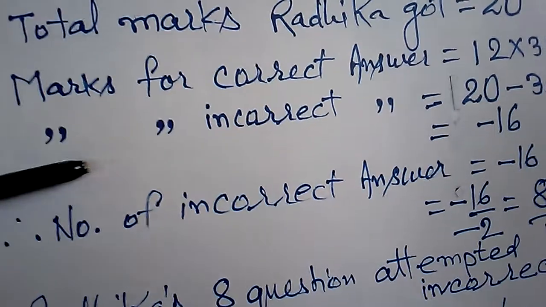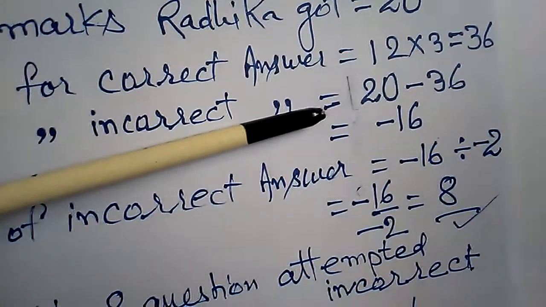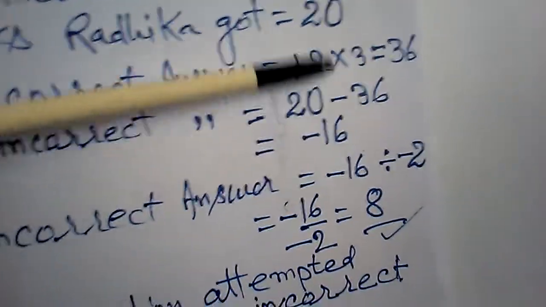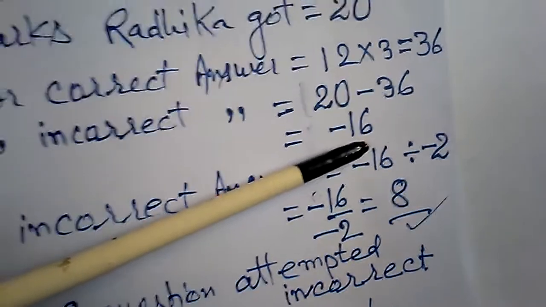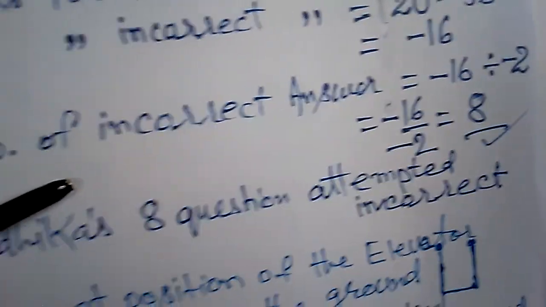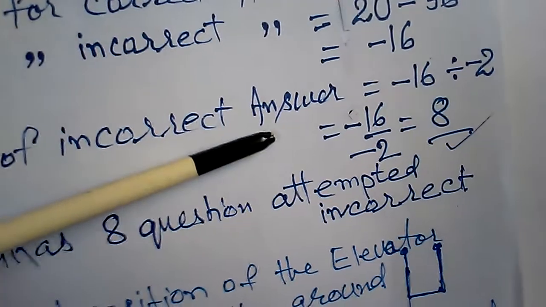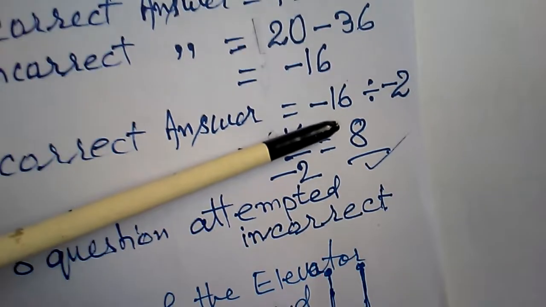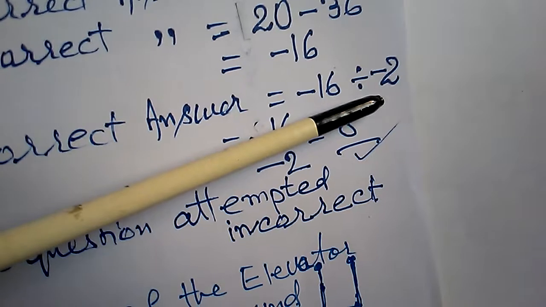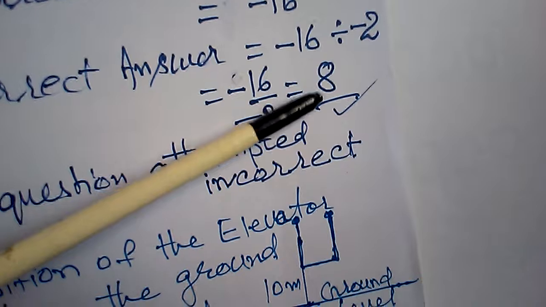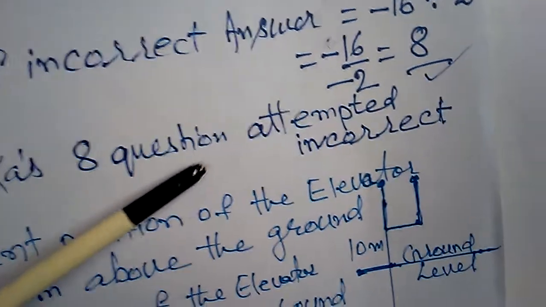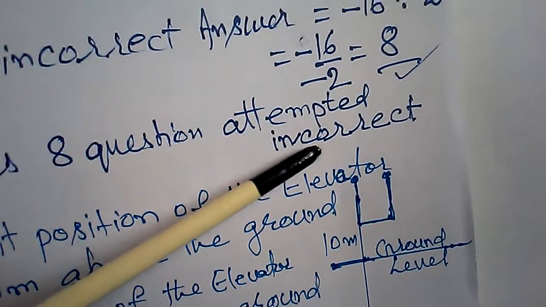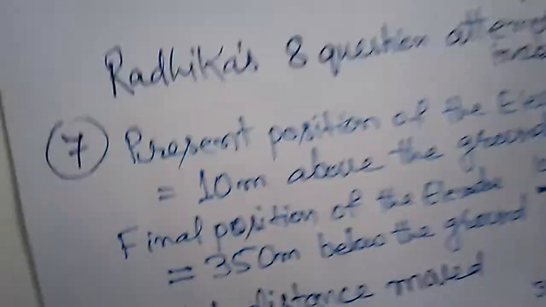But she has got 20 only. So marks for incorrect answers is equal to 20 minus 36, which is equal to minus 16. Minus 16 is marks for incorrect answers. Now the number of incorrect answers is equal to minus 16 divided by minus 2 is equal to 8. Means 8 questions were incorrect. So Radhika attempted 8 questions incorrectly. Now question number 7.